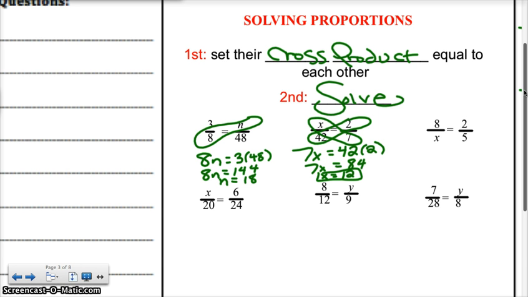Next one, again, probably one you can do in your head. I'm just setting up the cross product to show you. I choose my variable first. 2x equals 8 times 5 is 40. Now I'm going to stop showing the actual multiplication because I'm assuming you got that now. X is 20.